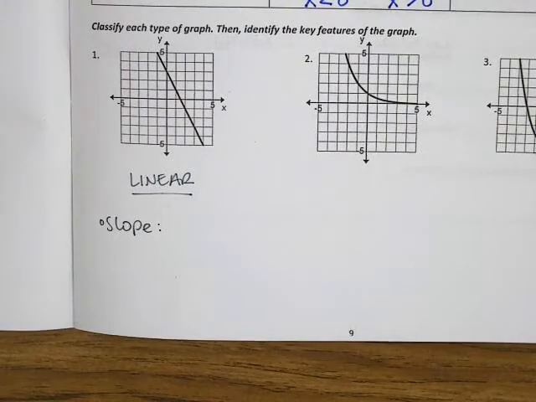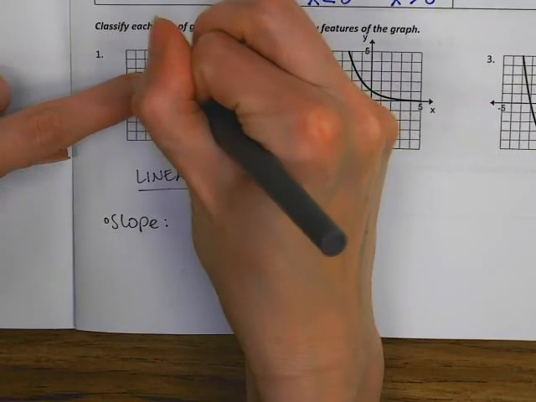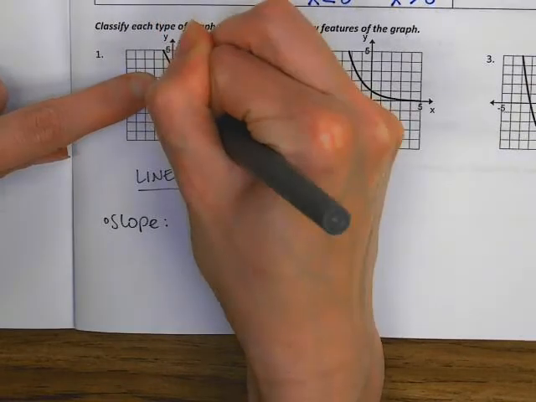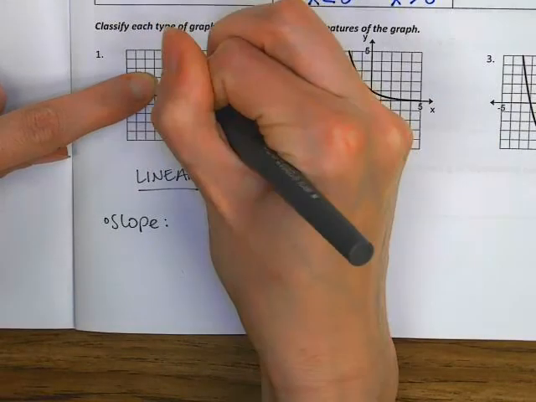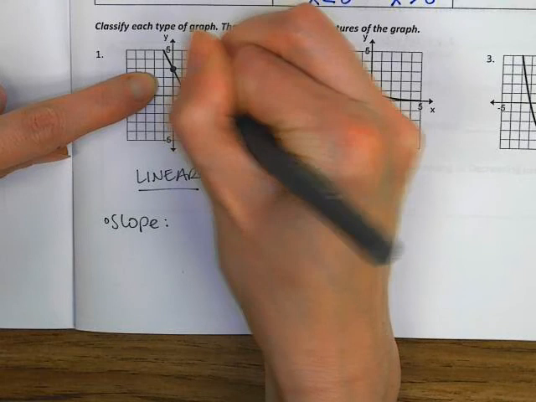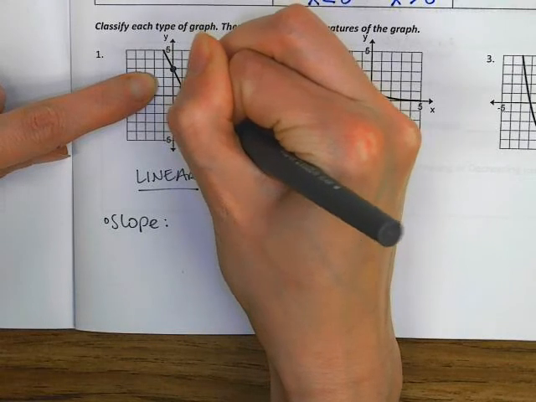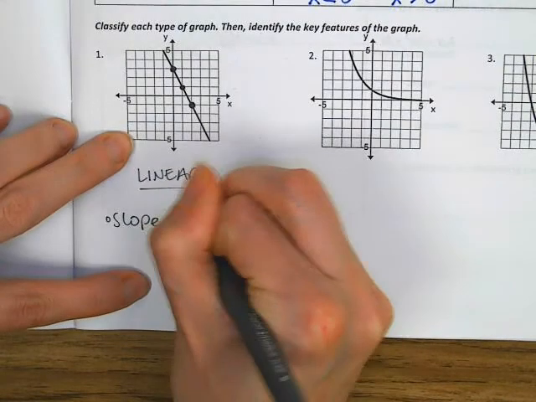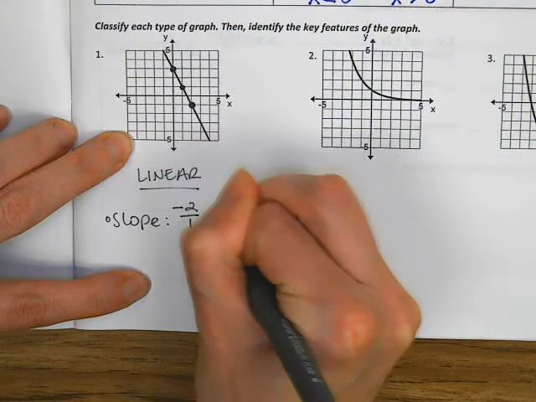Okay, so first, what is the slope? So you can just count rise over run. Pick 2 nice points, and it looks like we're going down. Oh, here's even better. Down to right 1, down to right 1. So the slope is -2 over 1 or just -2.